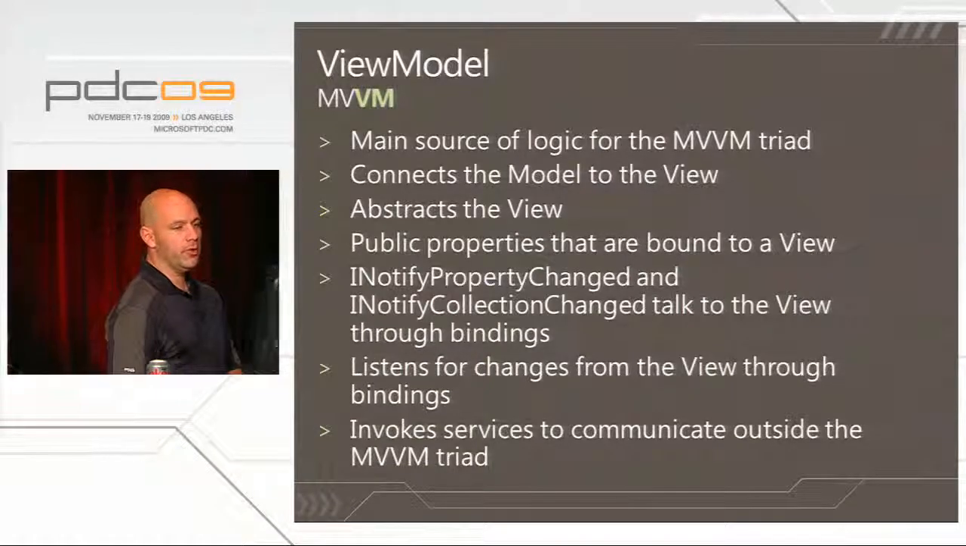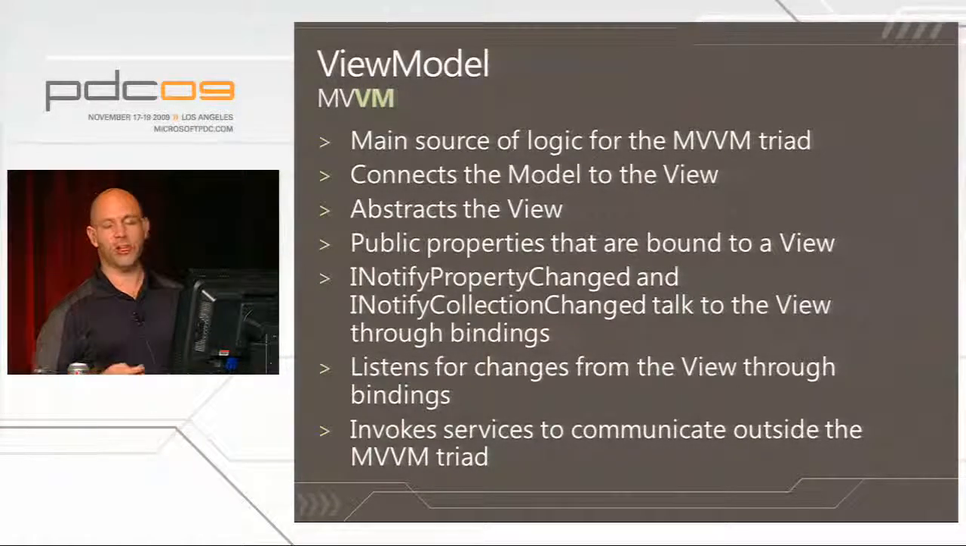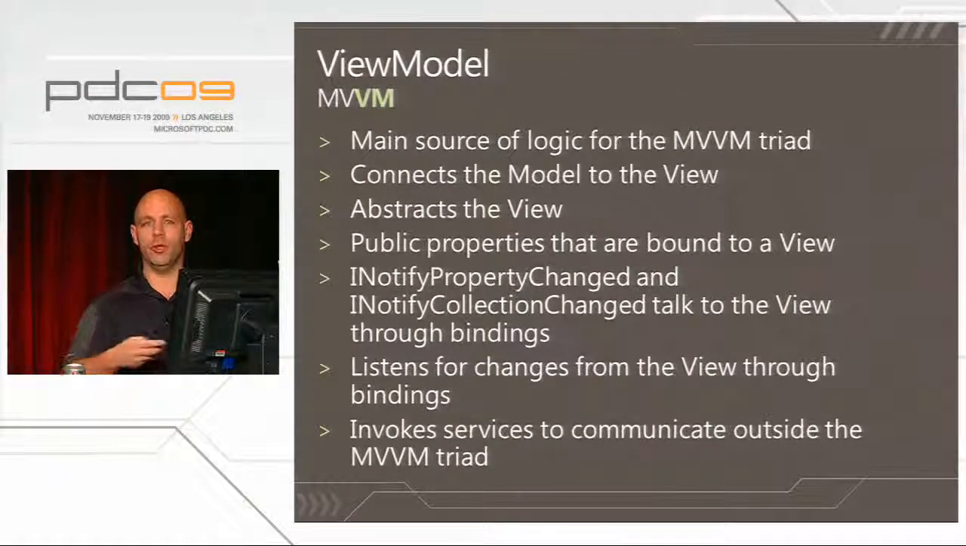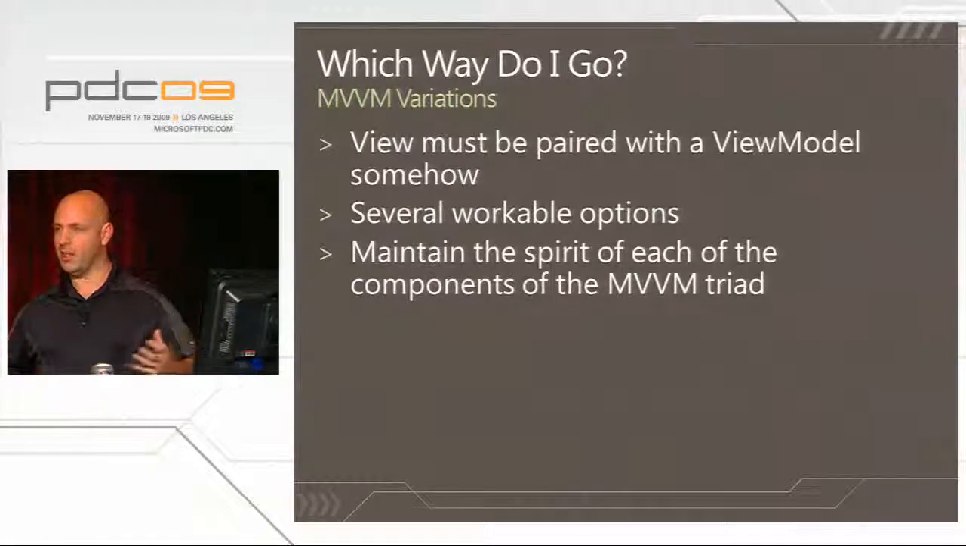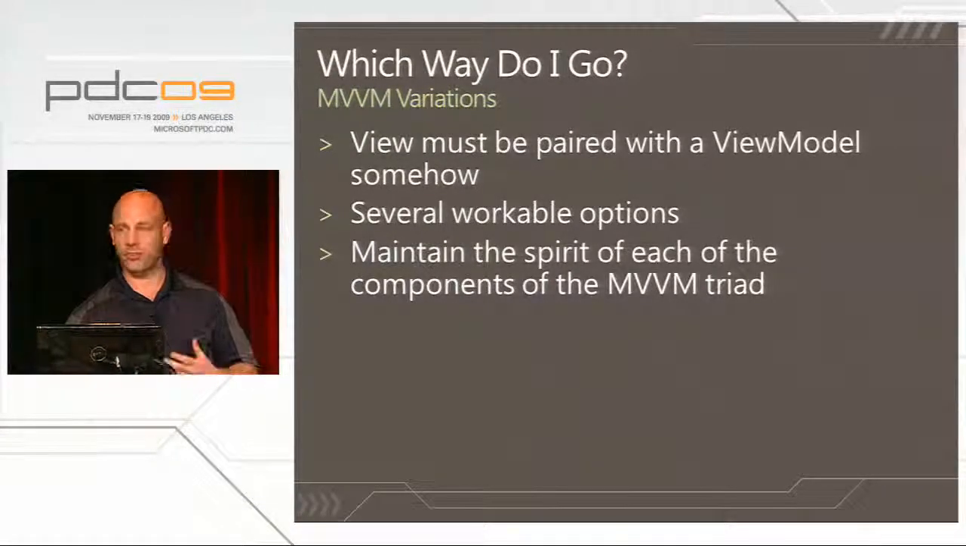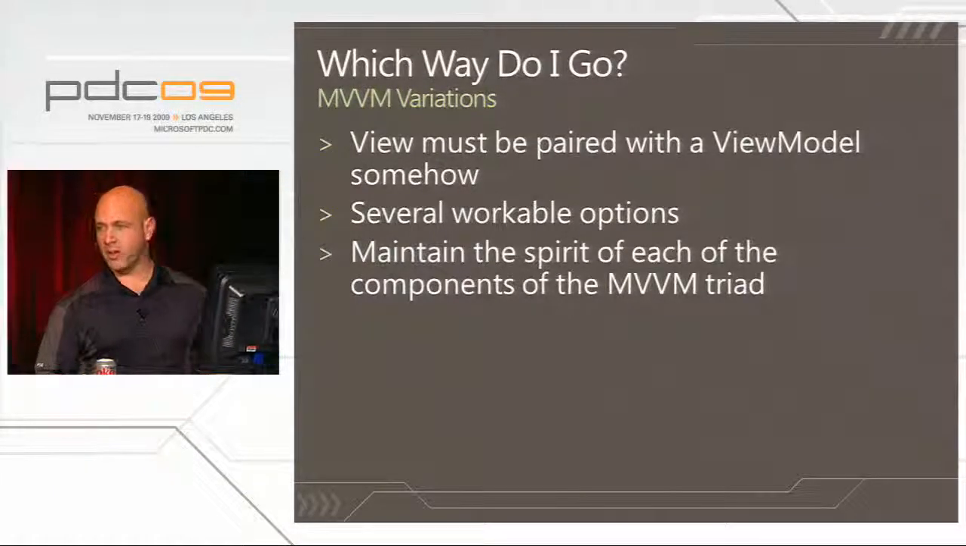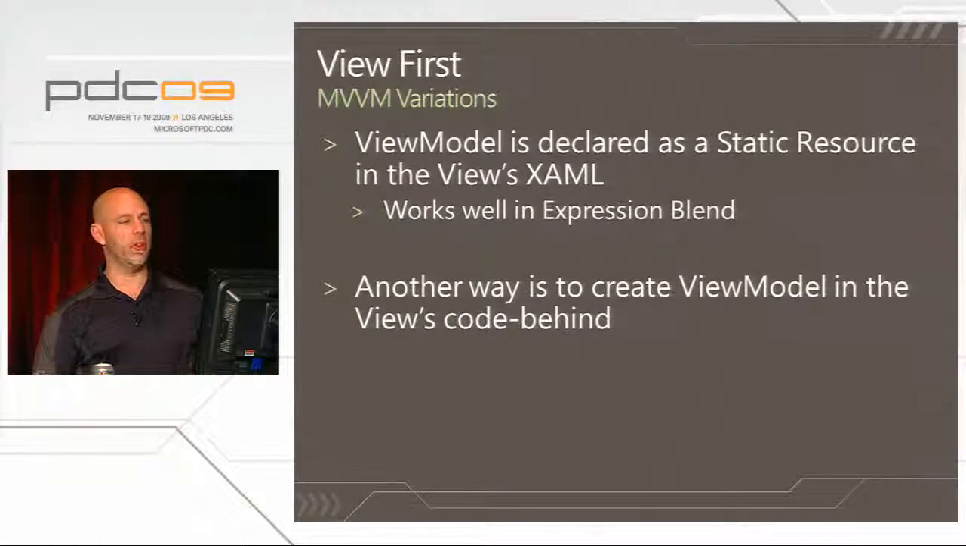But at its heart, the view model doesn't have to do that. The basic features of the view model is it has to collect the information, abstract the view, and represent the data to the view. And I'm talking very high level first because there's different ways to go. And this is where the discussion of variations comes in. As long as you maintain the spirit of each of the components of the triad, depending upon which variation you use, it's not real important.